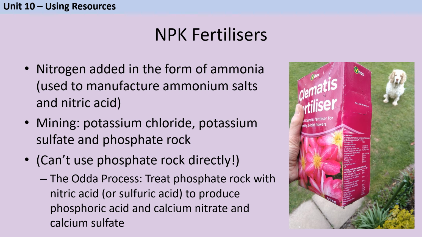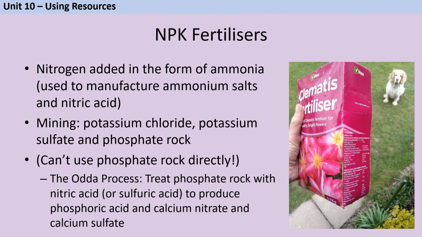NPK fertilisers don't contain the raw elements nitrogen, potassium and phosphorus. They contain compounds that have those elements inside them. So you already learnt that in the Haber process, ammonia can be made, and that ammonia can be used to manufacture ammonium salts and nitric acid, both of which contain nitrogen. The potassium and the phosphorus have to be mined out of the ground in potassium chloride, potassium sulfate and phosphate rock. The potassium chloride and potassium sulfate are soluble, so they can be used directly in fertilisers, but the phosphate rock can't because it's a rock.